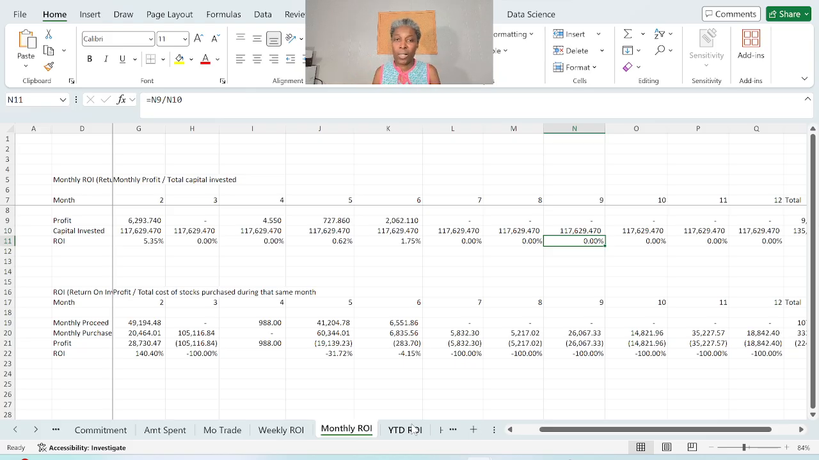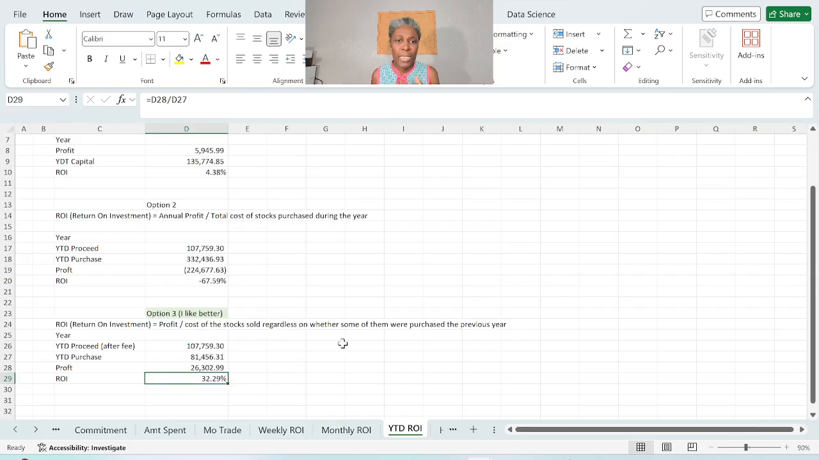I like that return better than factoring in all the stocks that I purchased during the year and all the stocks that were sold during the year. For the strategy that I'm using, where I can purchase stocks and sell them in another year, that does not capture the return that I'm trying to analyze, because I like to see if my strategy is working for me. That is how I create the spreadsheet and have those simple formulas.